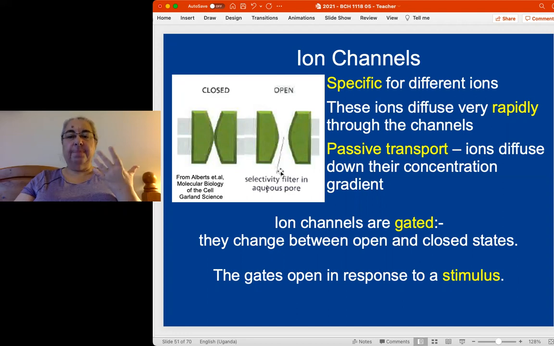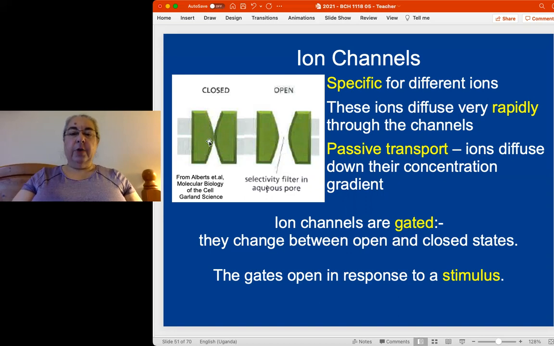So again, this is passive transport, the ions are diffusing down their concentration gradient. But the channel proteins are another allosteric protein. They're able to change their shape when they receive a signal, and they can change between an open and a closed form. These channels can be specific for different ions, particular ions that are allowed to pass through these channels.